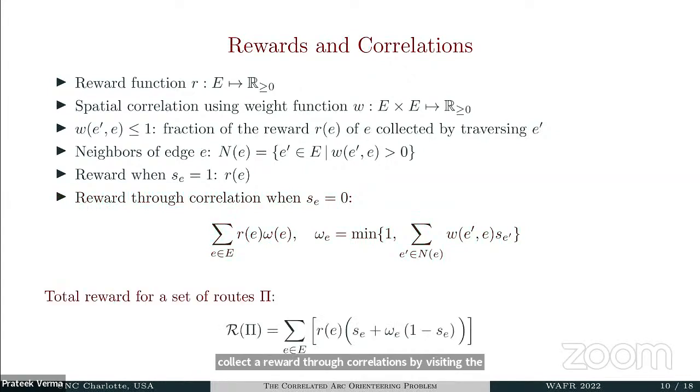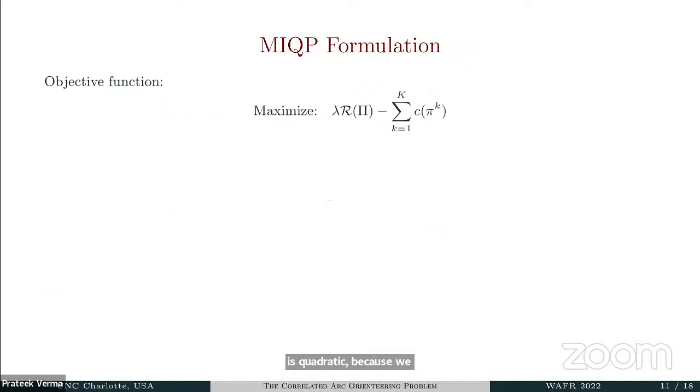And this gives us the expression for the total reward, which is a combination of the above two cases. And this is quadratic because we have two variables being multiplied. So now we can give the MIQP formulation where the objective is maximization of the total reward. We also have a total cost term, which helps in optimizing when the budget is very large.